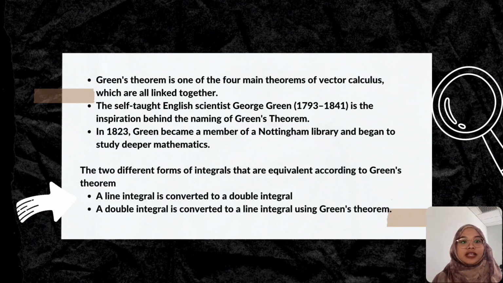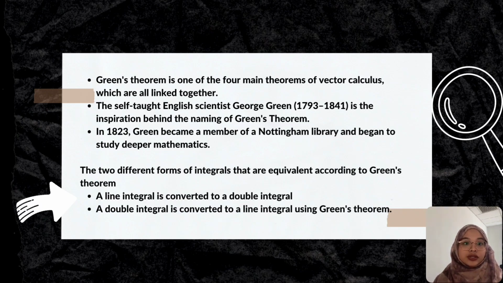I will start with the introduction of Green's theorem. Green's theorem is one of the four main theorems of vector calculus, which are all linked together. The self-taught English scientist George Green, who was born in 1793, is the inspiration behind the naming of Green's theorem. In 1823, Green became a member of a Nottingham library and began to study deeper mathematics.